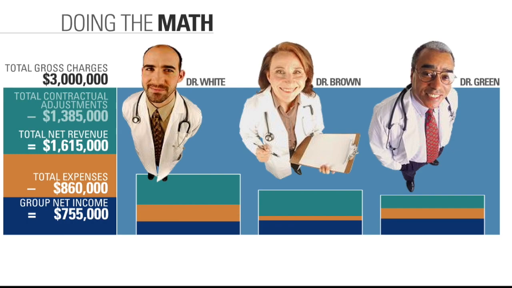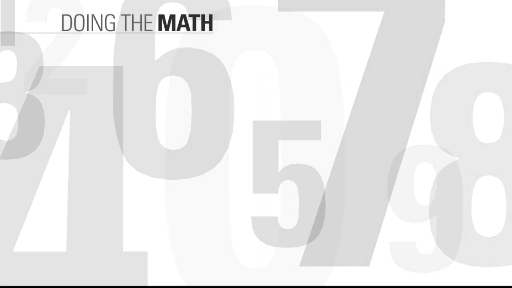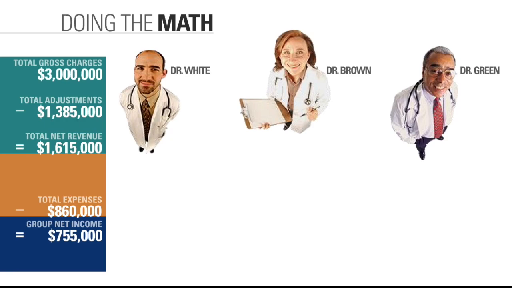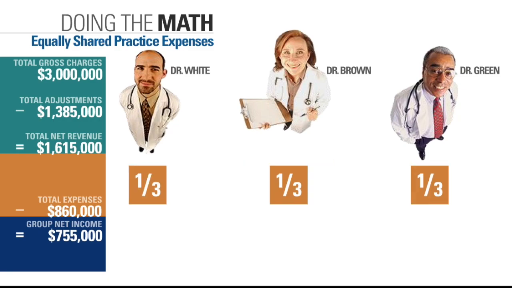Now we'll take a closer look at how each of the three physicians' compensation changes depending on which method is used in the calculations. In the first example, we'll look at the levels of compensation for each physician based on an equal sharing of the practice's expenses. Even though the three physicians in our practice have widely differing gross charges, in this model, they'll each be allocated 1/3 of the group's total expenses of $860,000. In other words, each of them will be responsible for $286,667 to cover the practice's expenses.